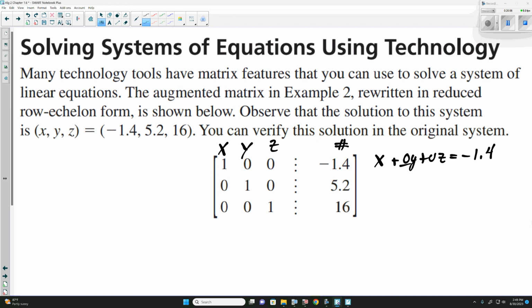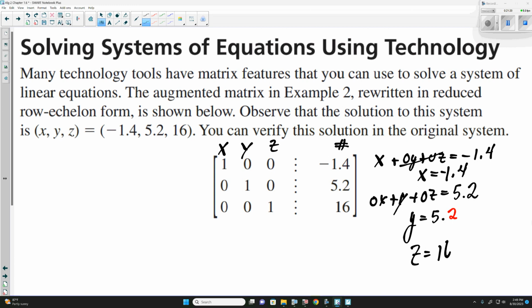Well, 0y and 0z are really gone. It's just telling me x is negative 1.4. The middle one, 0x plus 1y, which is just y, plus 0z is 5.2. This is really just telling me y is 5.2. So is it easier to do it like that or by hand? This is the calculator answer, what we'll get to.